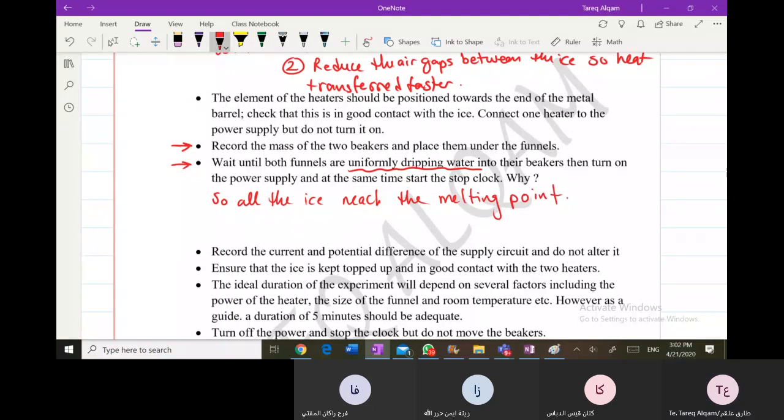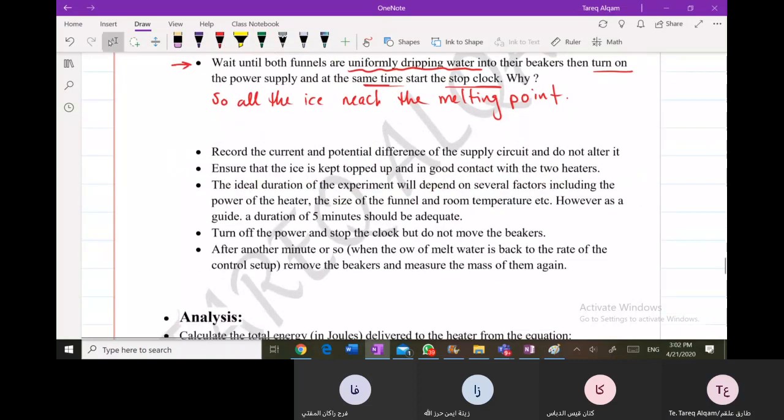Okay, then, at this moment, turn on the power supply. At the same time, start the stop clock. Record the current and potential difference of the supply. Ensure that the ice is kept topped up and in good contact with the two heaters. The ideal duration of this experiment might be around 5 minutes.